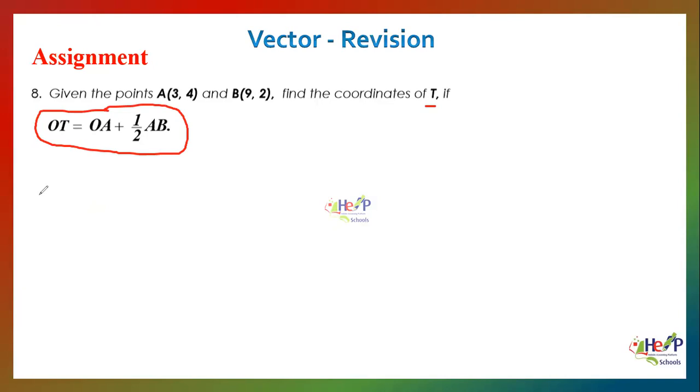You're saying we will get what? To get AB, we get OB minus OA, which is (9, 2) minus (3, 4), which will give you (6, negative 2).